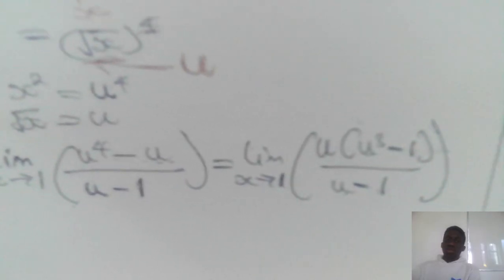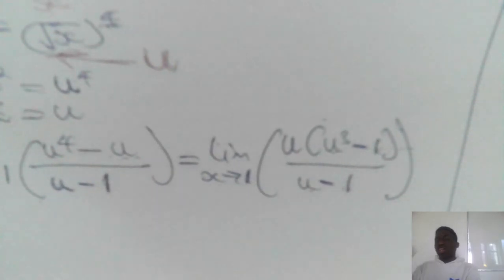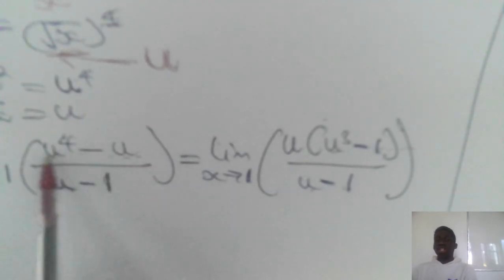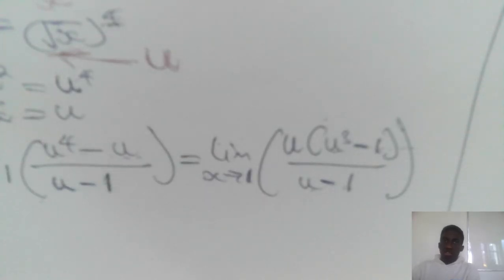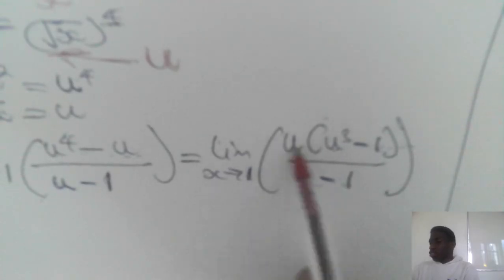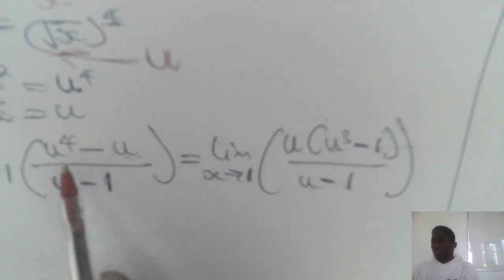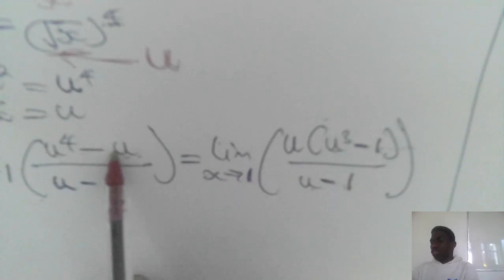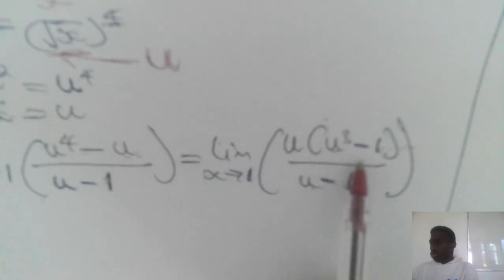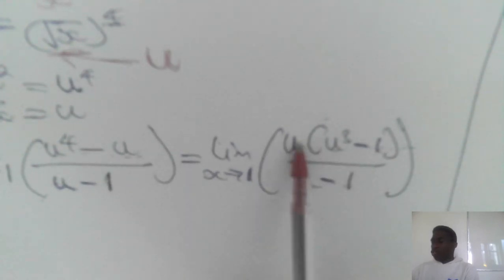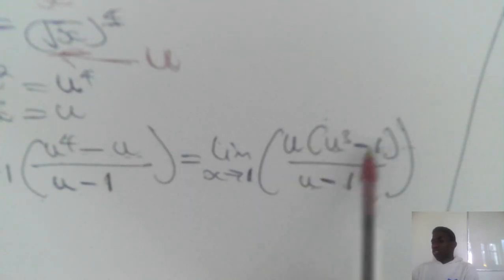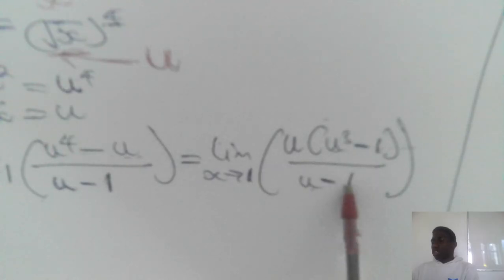Now, we can simplify by factorizing. That's the first thing that comes into our mind because we see something common in the numerator. This is u to the power 4, this is u. So u is common between u to the power 4 and u. So why not just factorize? Once we take out u from u to the power 4, we are left with u to the power 3. And once we take out u from u, we are left with 1. So we have u multiplied by u cubed minus 1, divided by u minus 1.